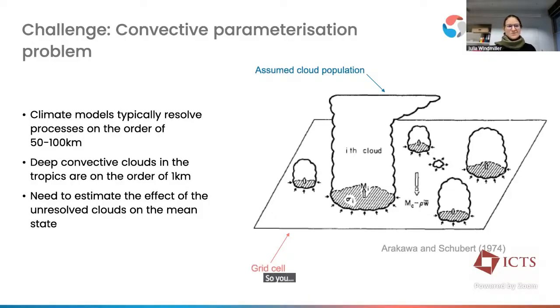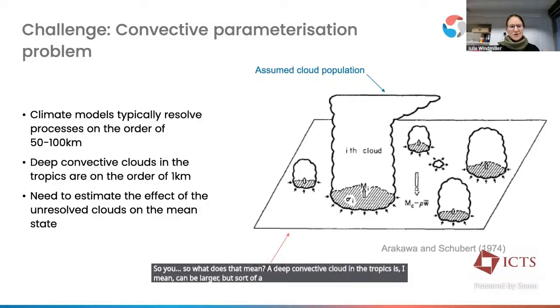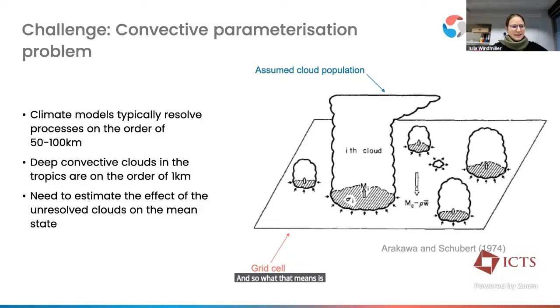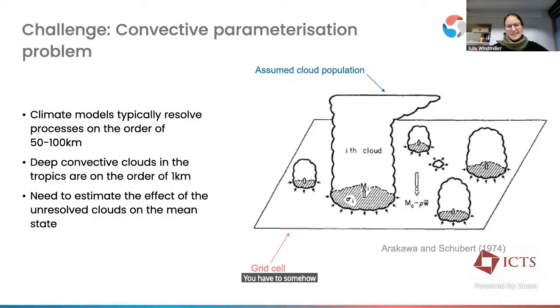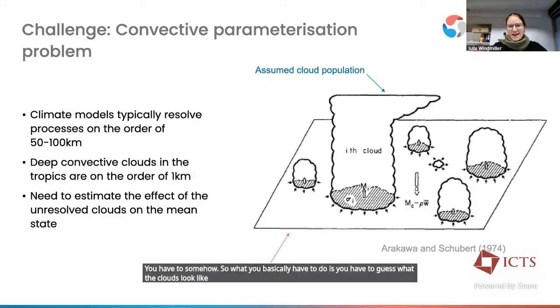So what does that mean? A deep convective cloud in the tropics can be larger, but as a ballpark, it's on the order of 1 kilometer. And so what that means is that in your typical grid cell, you can't actually resolve the cloud. So what you basically have to do is guess what the clouds look like in your grid cell, and then guess again what impact that has.